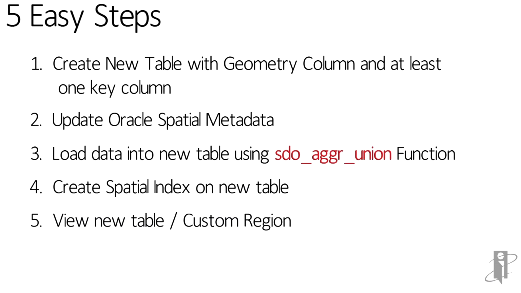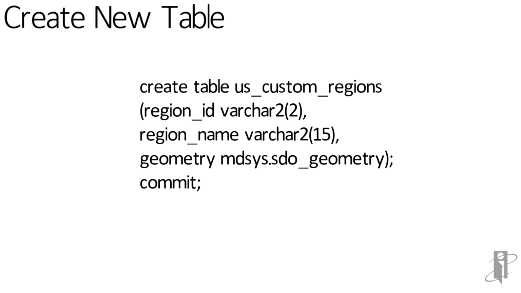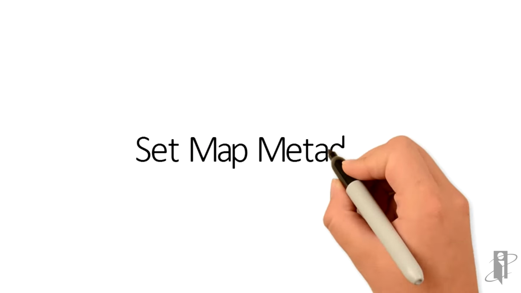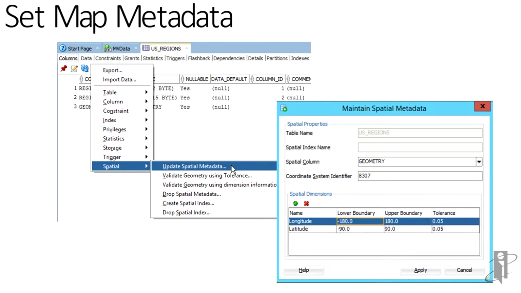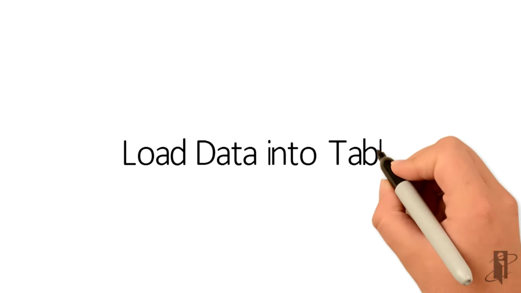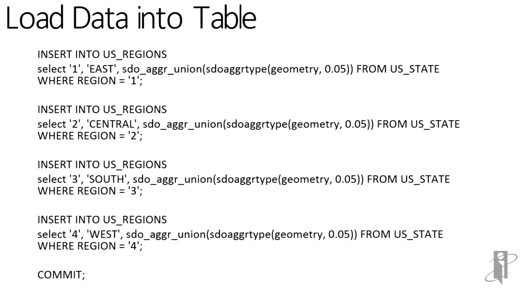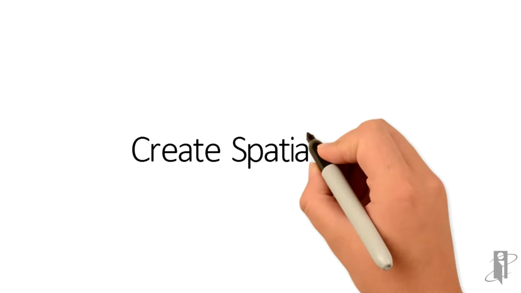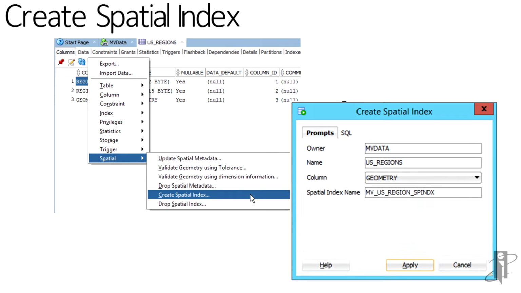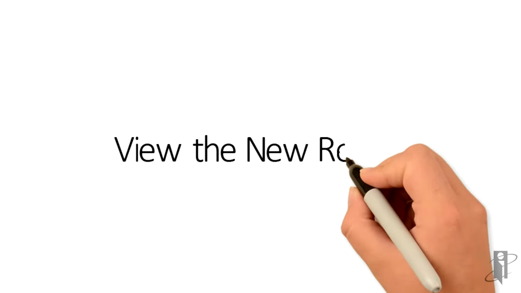So as we saw in the SQL Developer, it really was only five simple steps. And as a quick review, we create the new table, making sure that we have a key column or two in which we can link to OBIEE and then the geometry column. We update our spatial metadata, giving it the upper and lower boundaries. We load the data from a source table into our target table. We create our spatial index. And finally, we view our new region.